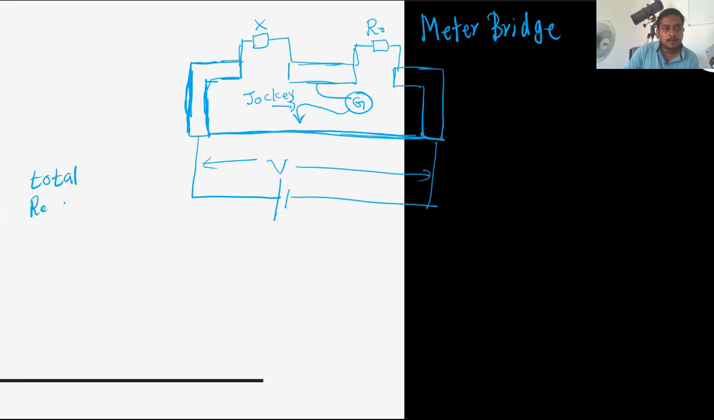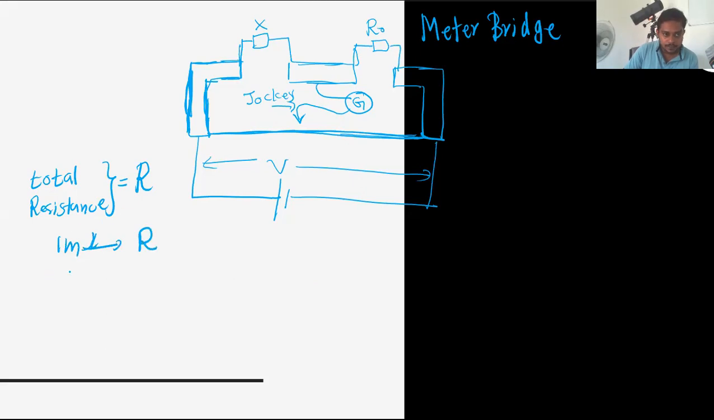Resistance of the wire is R. This is very important, therefore listen carefully. Total resistance is R, and this wire has a length of 1 meter. So 1 meter gives a resistance of R.